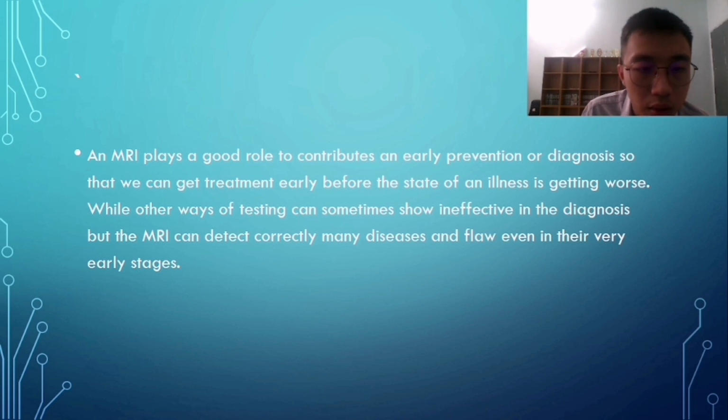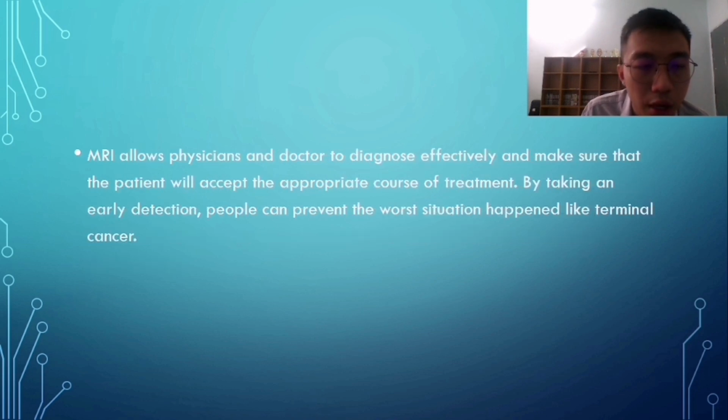While other ways of testing can sometimes be effective in diagnosis, MRI can correctly detect many diseases and flaws even in their very early stages. MRI allows physicians and doctors to diagnose effectively and make sure that the patient will receive the appropriate course of treatment. By taking an early detection, people can prevent the worst situations from happening, like terminal cancer.